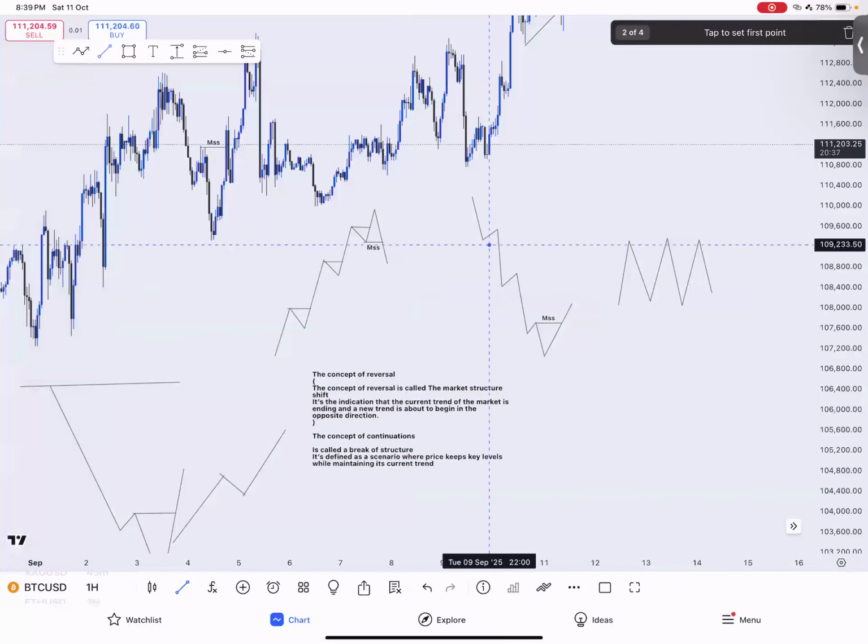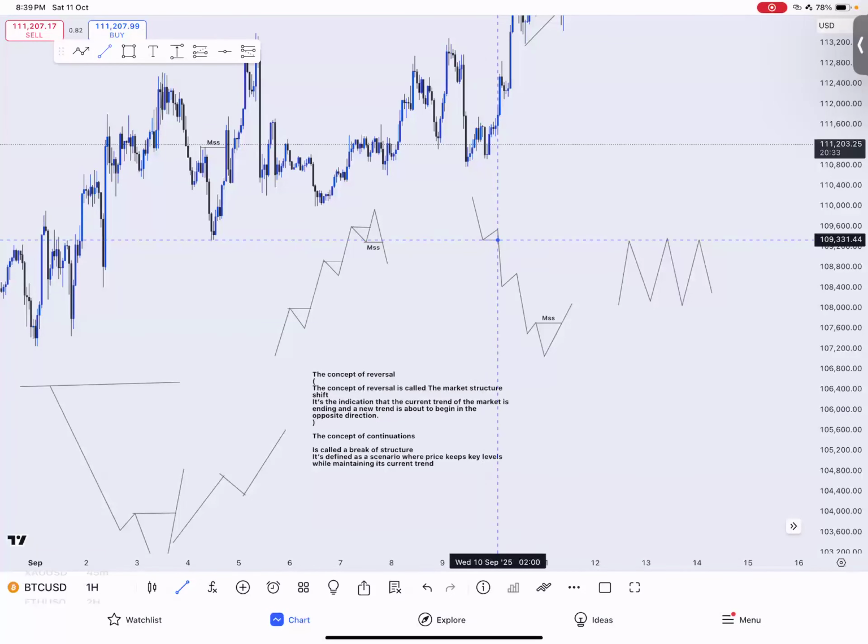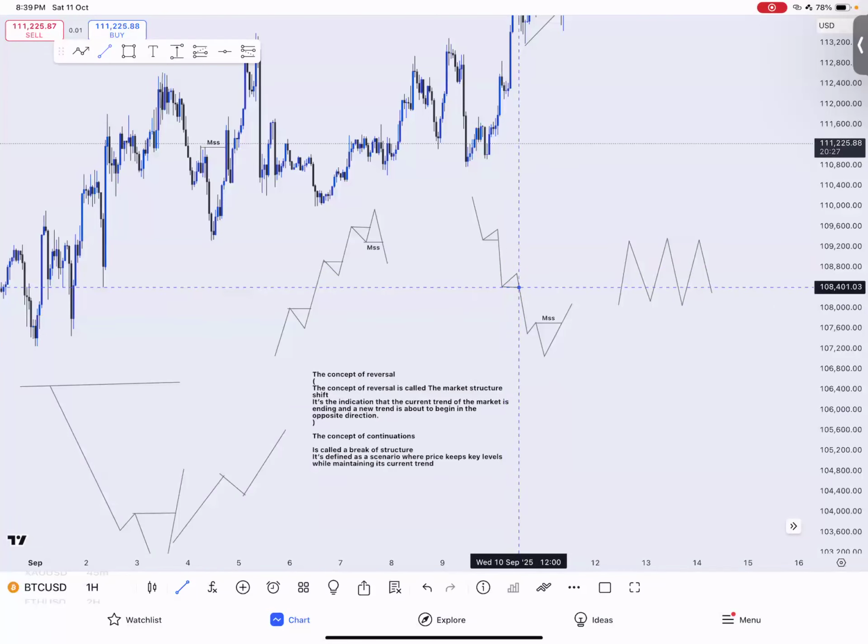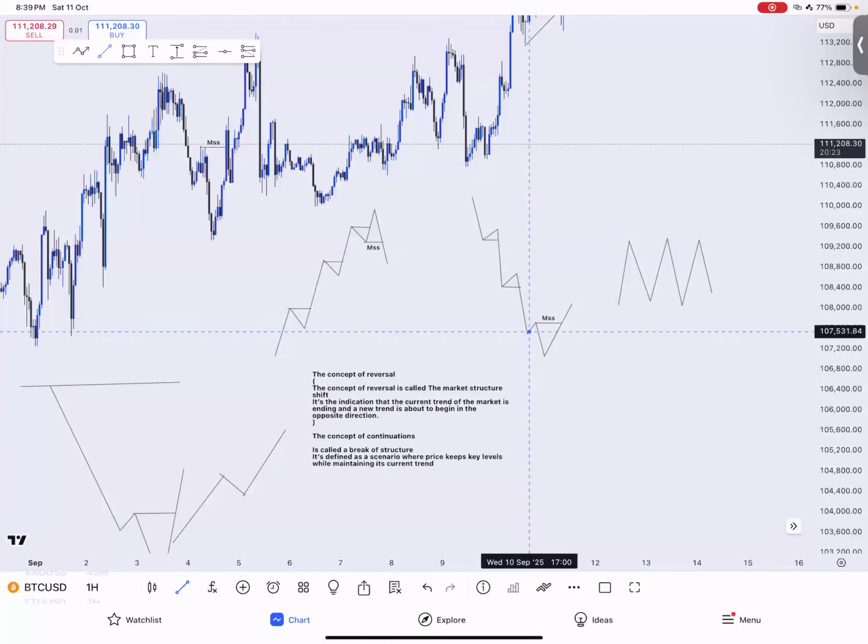If it's for the bearish side, the moment price breaks this low is a key level. So this thing that just happened here is a break of structure. Then the moment price pulled up again and broke this low right here is also what? Another key level. So this is also what? Another break of structure. The moment price also broke this low is also what? A key level. So this thing that just happened there is what?